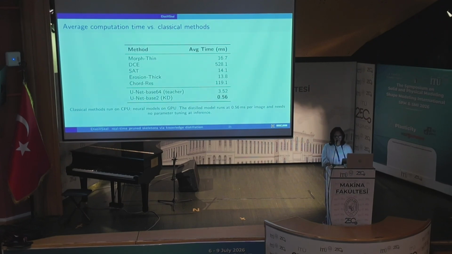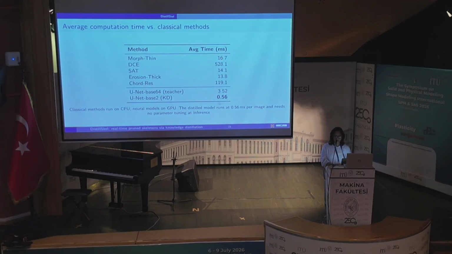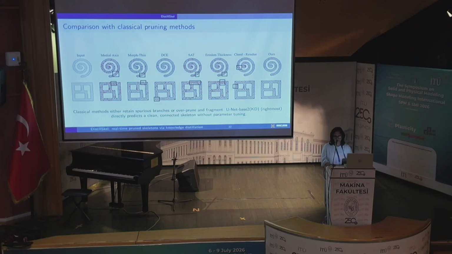This is a quantitative comparison with the classical approaches. All the classical approaches are geometry based, and hence you can see the computation time. It may be noted that they run on CPU while we run on GPU. We require only 0.56 milliseconds. So while the teacher takes 3.52 milliseconds, the student takes only 0.56 milliseconds to predict the skeleton. So these are qualitative results.